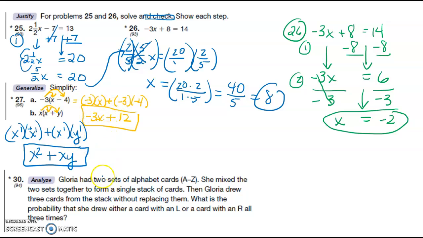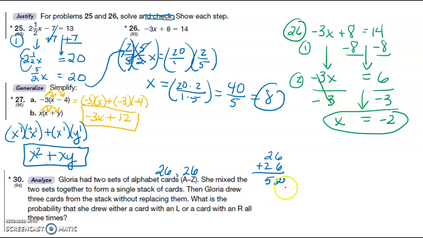Okay. All right, number 30, Gloria has 2 sets of alphabet cards, and that's 26 cards in each set. She mixed the 2 sets together to form a stack of cards. So let's see how many she had. 26 plus 26 is going to give me 52.